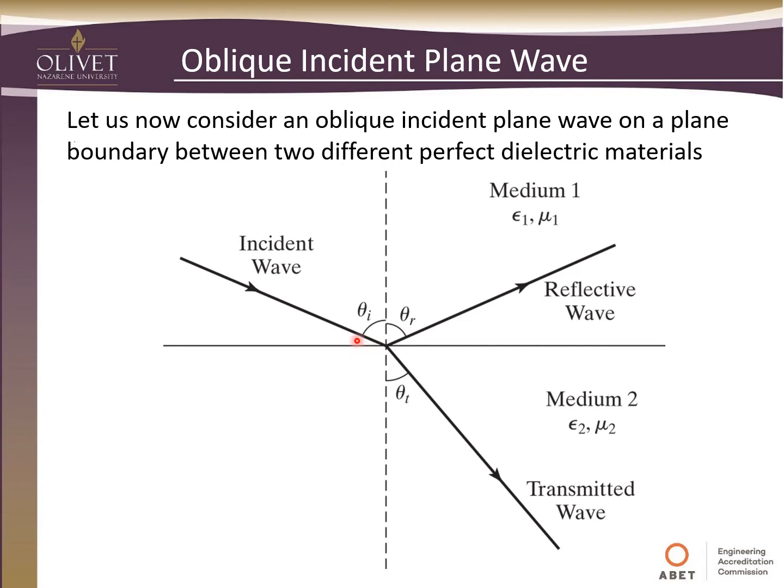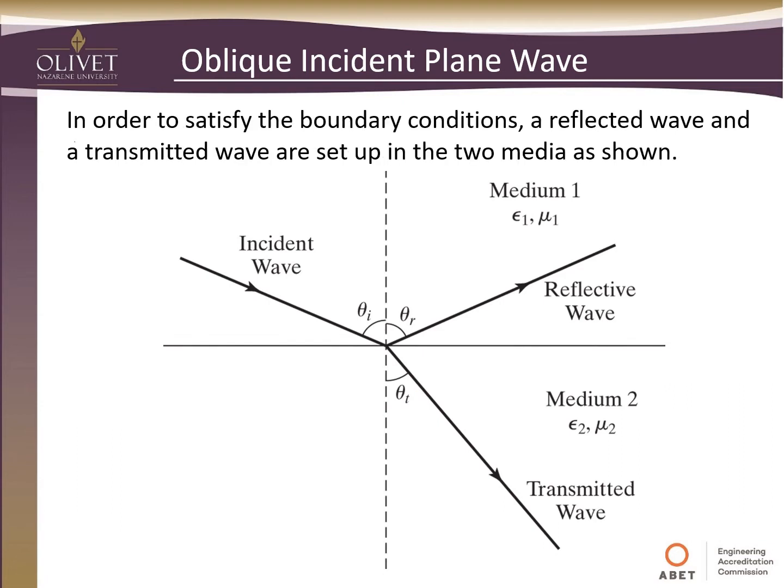What we're going to find out is that at this boundary, we'll have the opportunity for two things to happen. One is that some of the wave will be transmitted and some of the wave will be reflected. And what we're going to find out is that these angles are not always equal. So we're going to examine that a little bit. In order to satisfy the boundary conditions, I mean, we still have to satisfy Maxwell's equations, but it's a little different scenario here. Again, we'll have this reflected wave set up, and we'll have this transmitted wave set up. So these are the definitions that we're going to be looking at here.